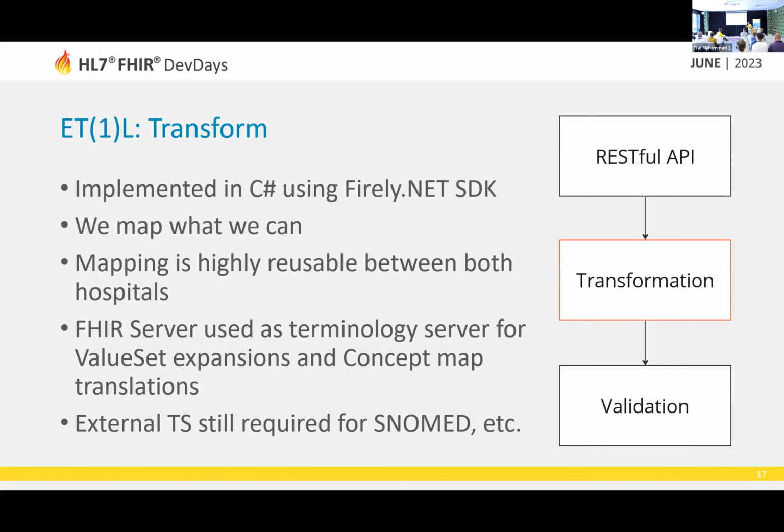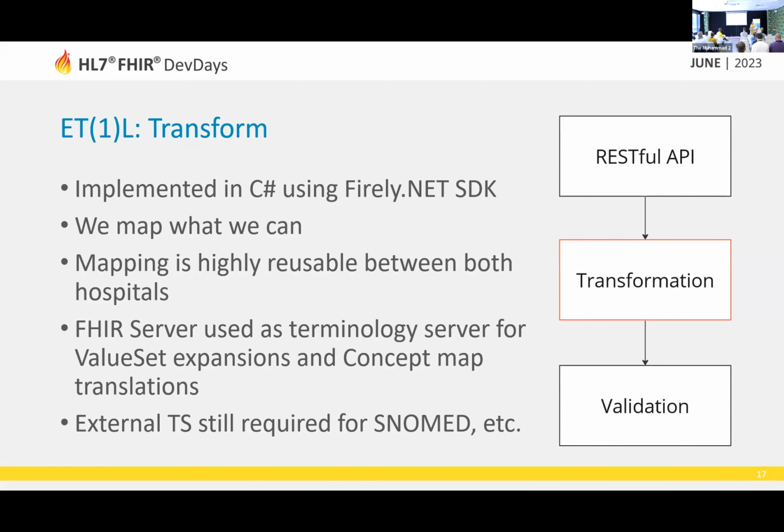What we do is we map whatever we can. And with that, I mean that we don't have any knowledge on cardinality, on required elements. We just process whatever we can and we leave it up to the validation component to decide whether or not it's valid. The reason for that is that we didn't want to have the same logic in two places. This one decides what's valid FHIR, this one just tries to map whatever it can.